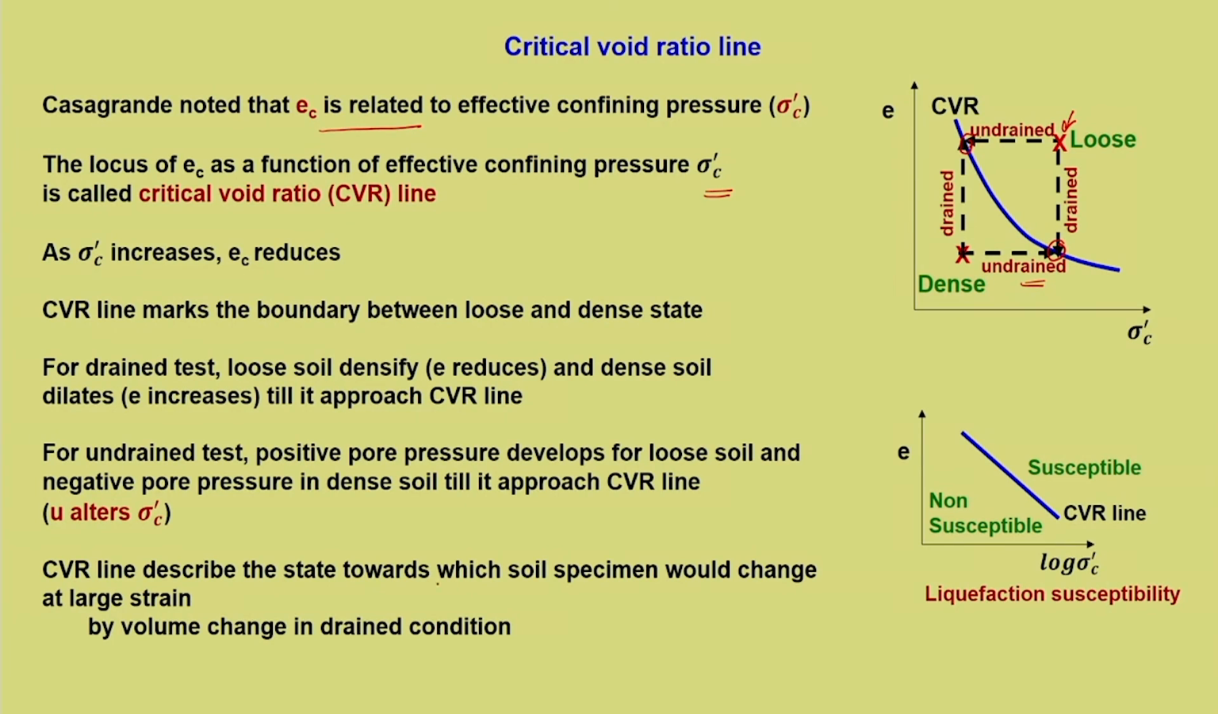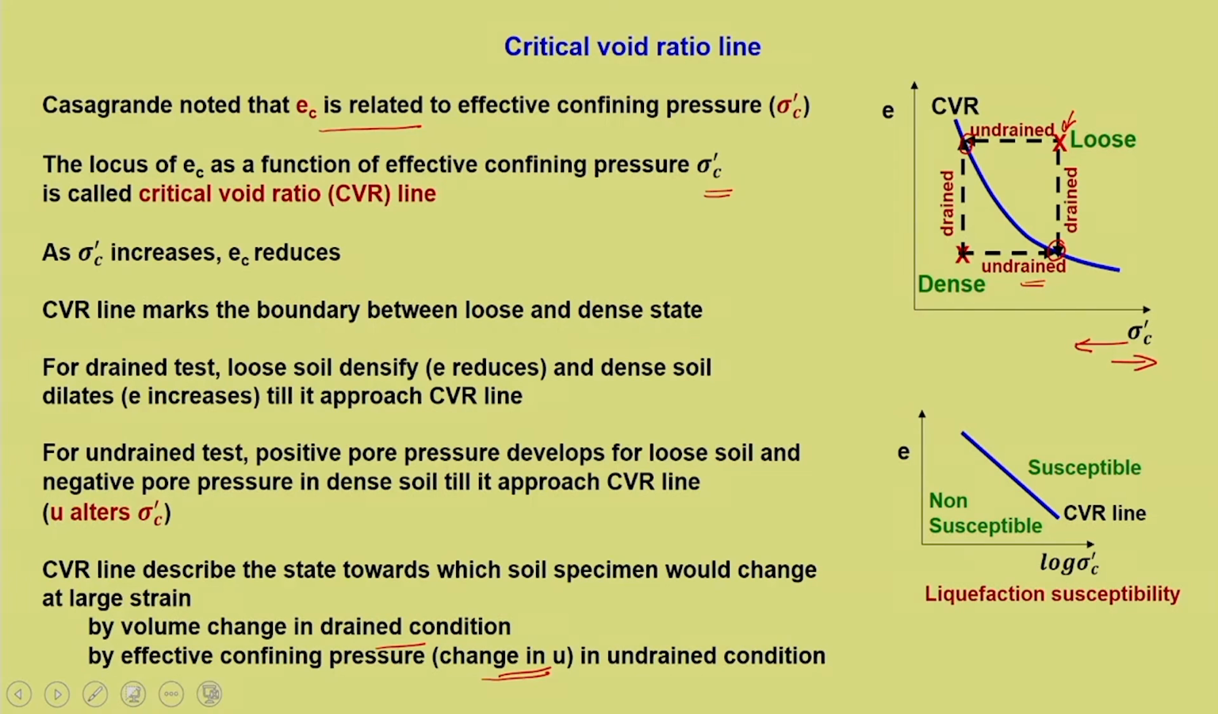So, CVR line is the locus of the line towards which the soil specimen would change at large strain, by volume change in drained condition, which we have seen, or by effective confining pressure in undrained condition, which is the manifestation of pore water pressure change. This is decreasing or this is increasing, and it may be a combination of both in a partially drained specimen, where there will be an interplay of both pore water pressure and volume change. So, that is the concept of critical void ratio.